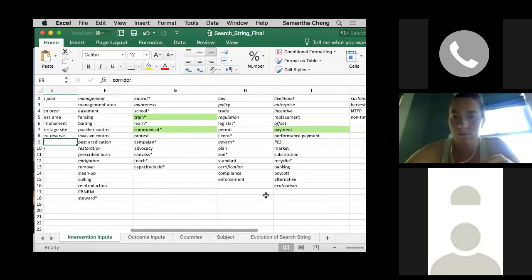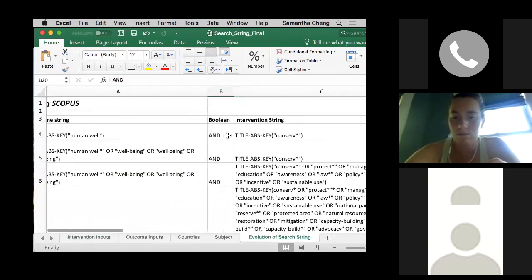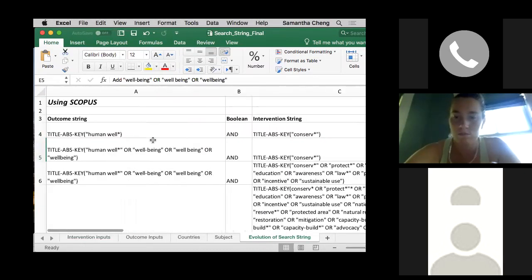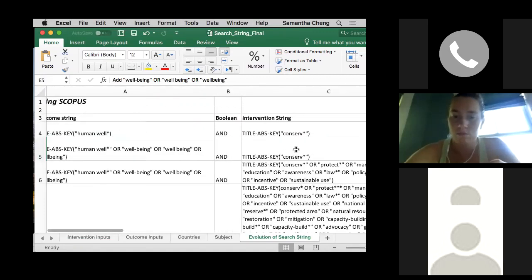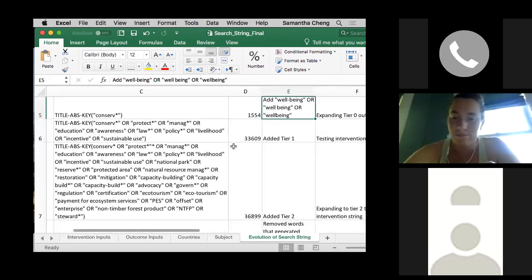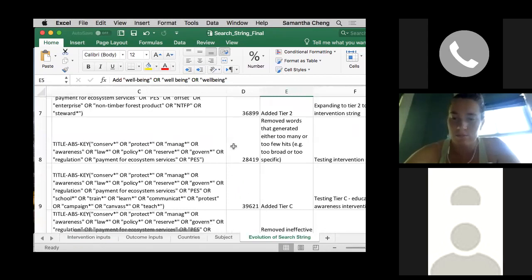When you look at the evolution of the search string, you can see where I've indicated hits, and why the search string was different from the one above. This one I was just searching human well-being and conservation, and we got this many, and then when I expanded it to well or well-being, we got a lot more hits. You can keep track of which terms add how many search results and which ones might be less useful. For example, searching law or policy usually turns up a whole bunch of stuff.